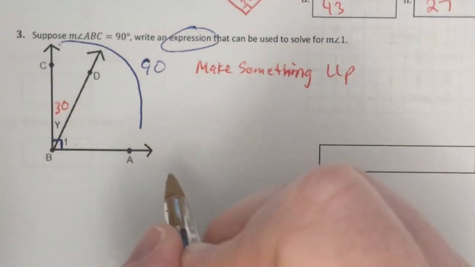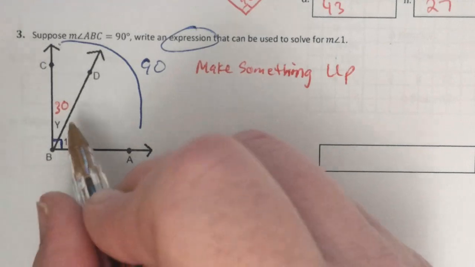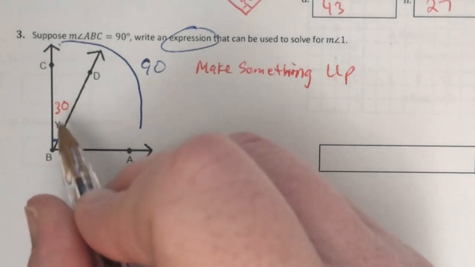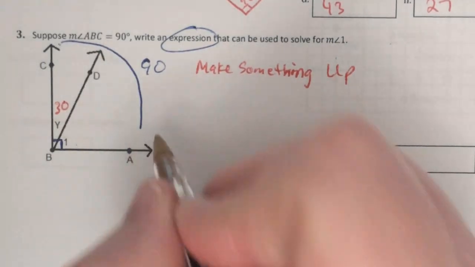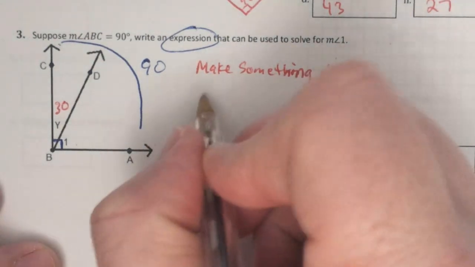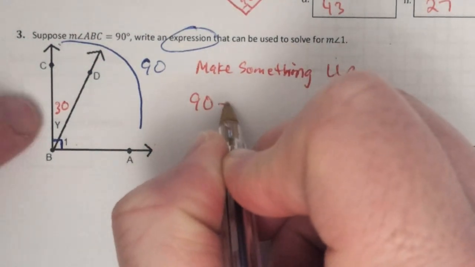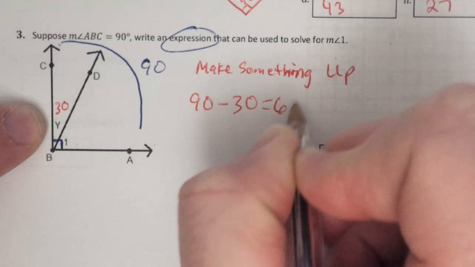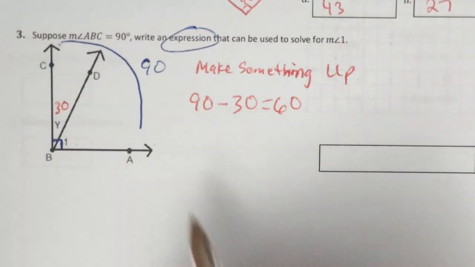So how did we get 60? So we're making this up. It's not real. If this was 30, this would have to be 60 to make 90. How did you get that? You did 90 minus 30, and you popped out with 60. Now, this is made up.